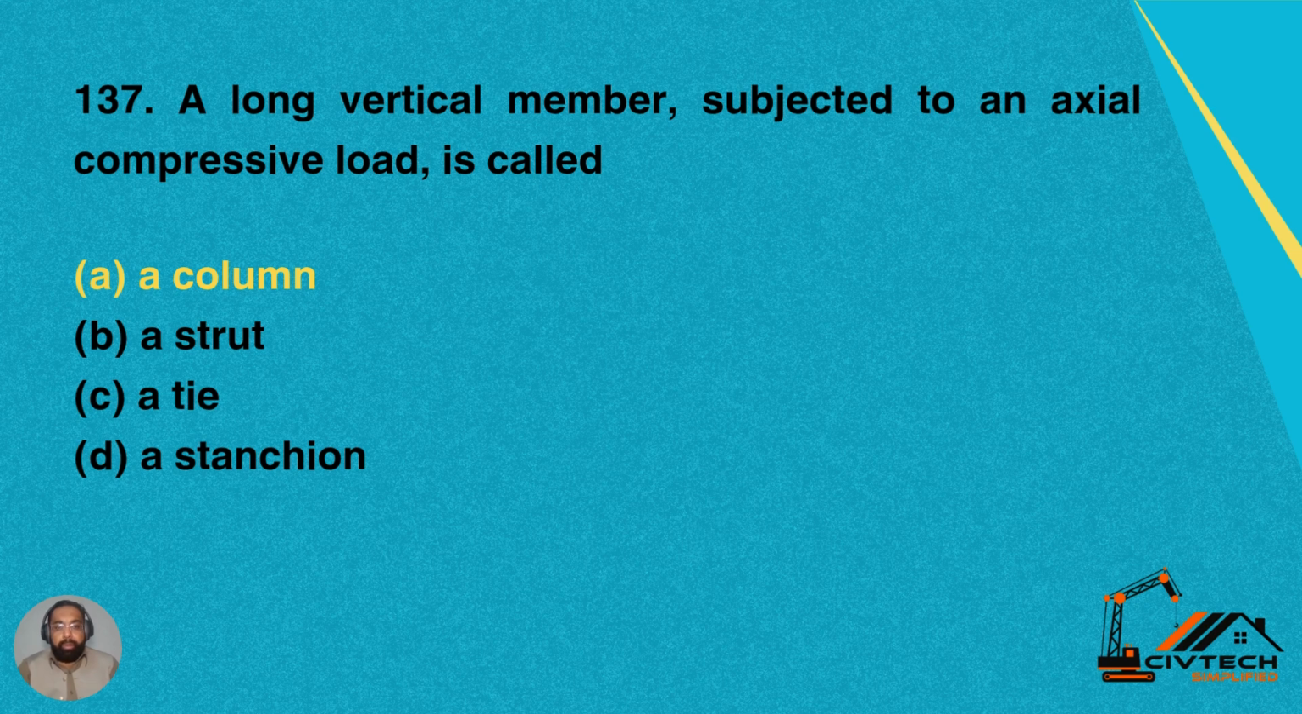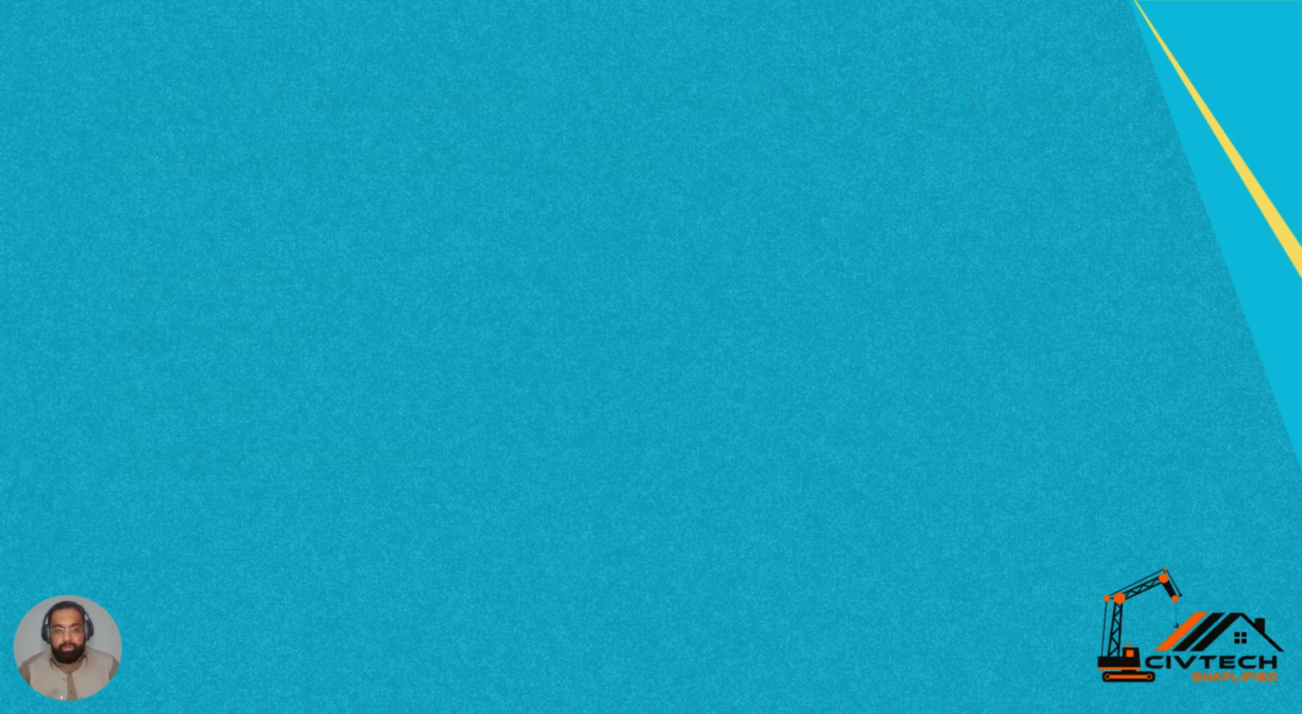137. A long vertical member subjected to an axial compressive load is called: option A, a column; option B, a strut; option C, a tie; option D, a stanchion. A long vertical member subjected to an axial compressive load is called a column. A is the correct answer for this question.